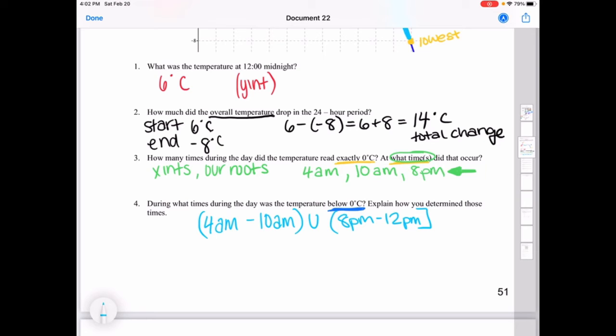Union is another way of saying and. The reason I put a bracket here is because it's inclusive, whereas 10 a.m. and 4 a.m. are not inclusive.